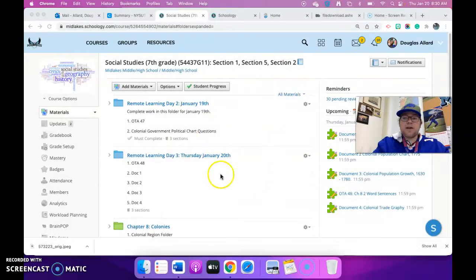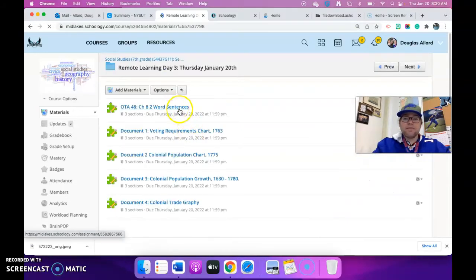I still have to go through and do some quick changes to open all this up. But basically, the remote folder. This folder might not allow you to click into it if this first folder is not done. So make sure learning day number 2 is done before you go to learning day number 3. You're going to have an OTA, really straightforward, 2 sentences, 2-word sentences, put the vocabulary terms where they belong, both in the sentence but also in the order of the sentence. And we're going to be looking at some charts and graphs.